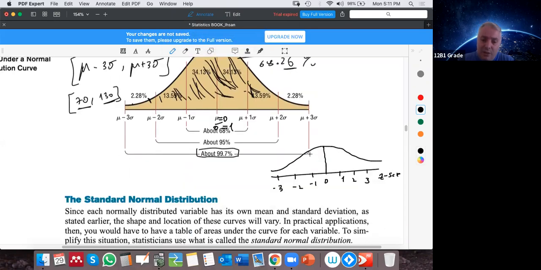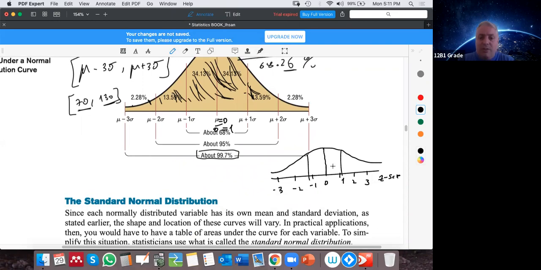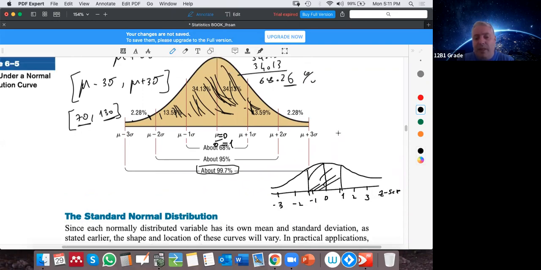What does it mean? For example, 68% of the data will be within, not mu, since mu is 0 here, let's say within plus minus 1 z score. This area, which is 95% of the area, will be plus minus 2 z score, and finally plus minus 3 z score will be 99.7%.